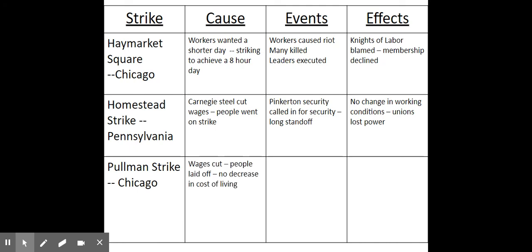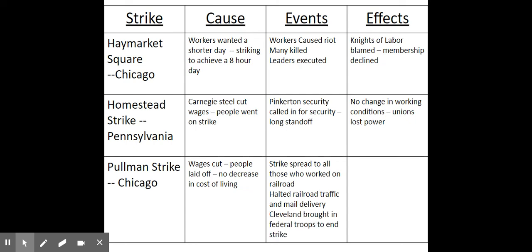Okay, so here's what happens with the Pullman strike. Wages are cut, people are laid off, but there is no decrease in the cost of living. Pullman is making these people live in his company town and buy goods from his company store, and those prices are not decreasing. About 300,000 people are involved in the strike. Eventually it spreads to all those who work on the railroad, which disrupts railroad traffic and mail delivery, prompting President Cleveland to send in federal troops to end the strike. And when the federal troops show up, everybody kind of backs down.